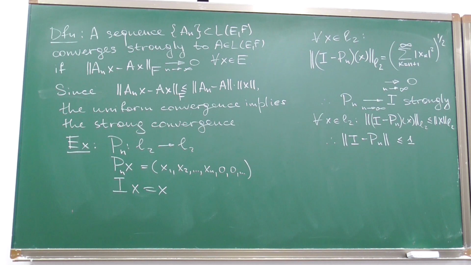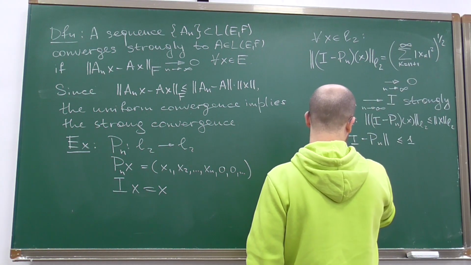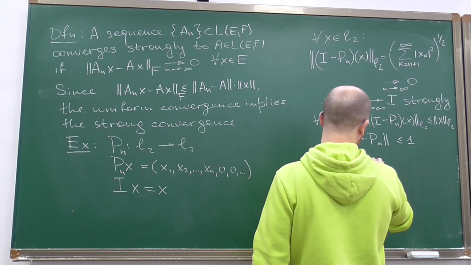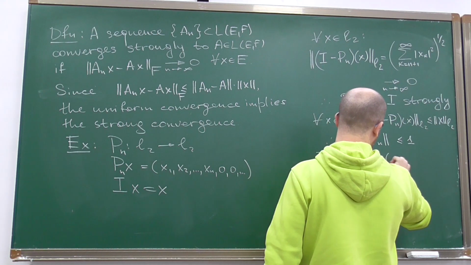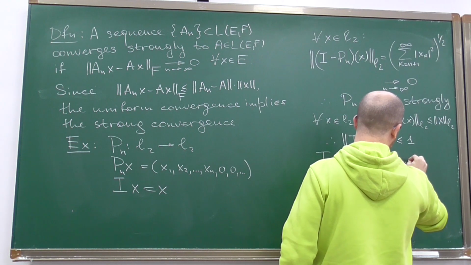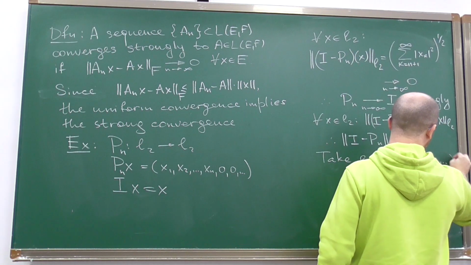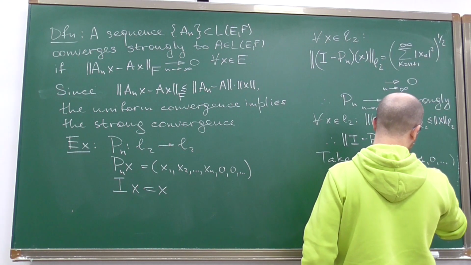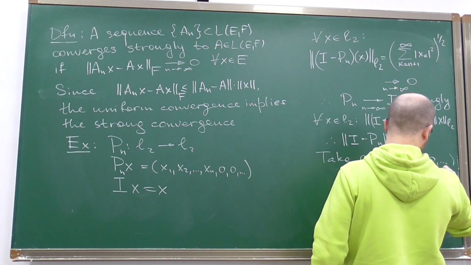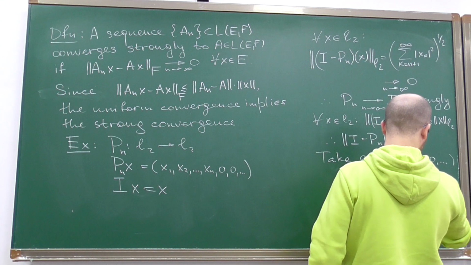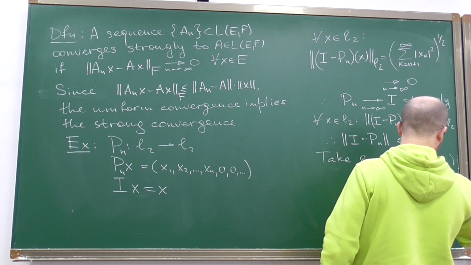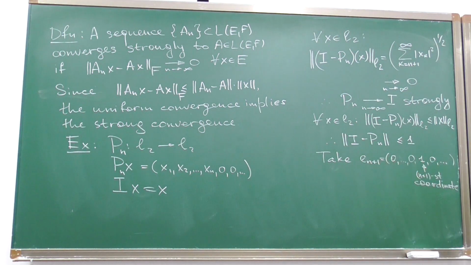I want to prove that the norm is 1. To do this, it is sufficient to find a single element, and this element will be the vector En plus 1. So all the coordinates except n plus first are zeros, and the n plus first coordinate is 1.